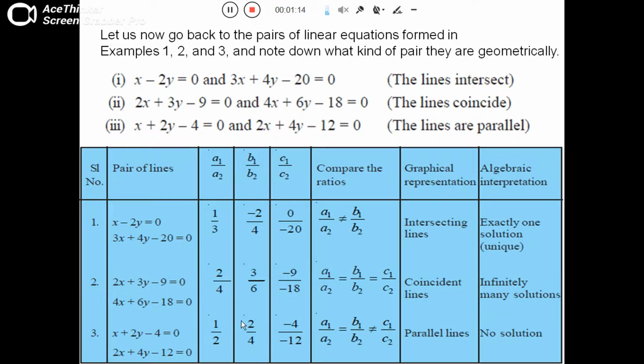This is 1 upon 2. This 2 by 4 is also equal to 1 upon 2. But this minus 4 upon minus 12 is equal to 1 upon 3. It means a1 upon a2 equals b1 upon b2, but c1 upon c2 is not equal. Therefore, graphically you saw that the lines were parallel, and here the lines are also parallel, having no solutions. So children, you have to learn these conditions according to their graphical and algebraic interpretations.